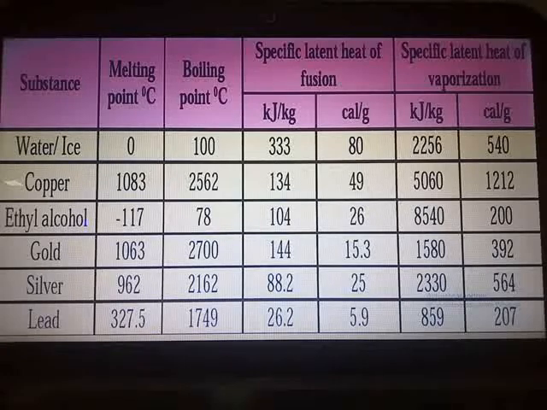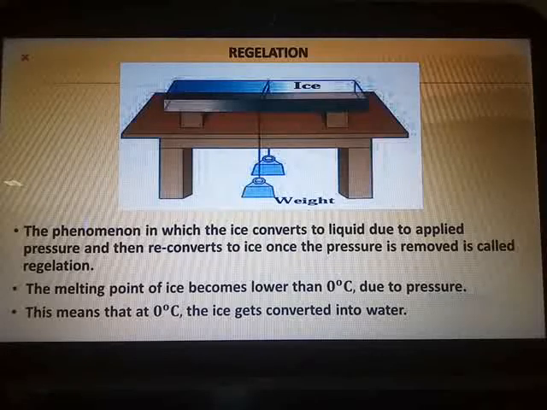Now we move towards our next interesting topic of this chapter, regelation. Before explaining the concept, I want to tell you about something which you enjoy when you visit the seashores, when you visit different resorts. The ice ball, which you enjoy eating. What does the seller, the person who sells this ice ball, do?